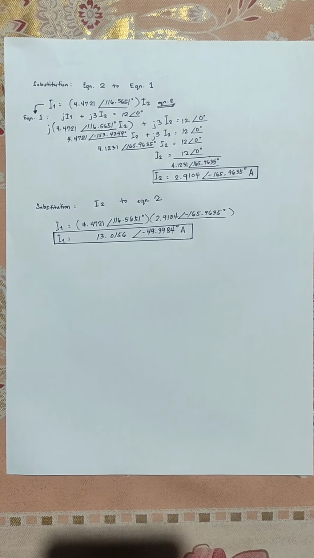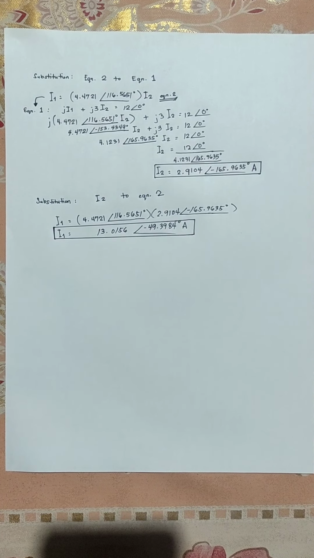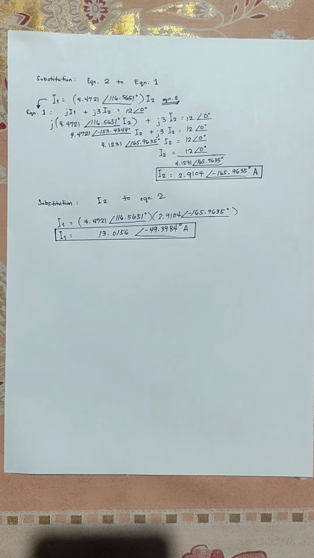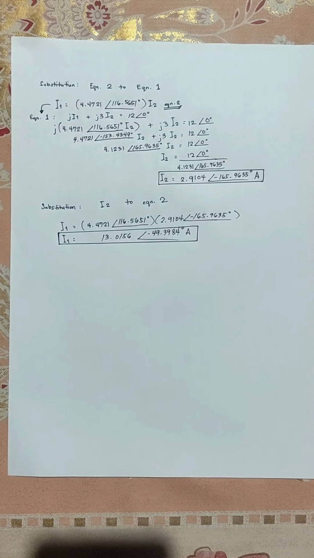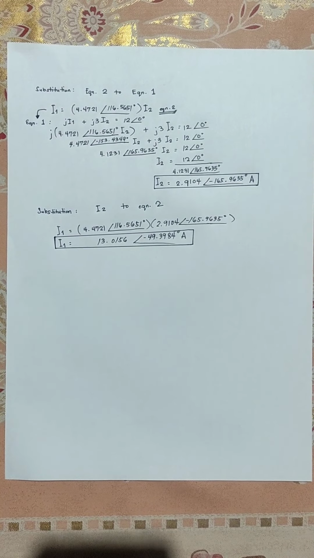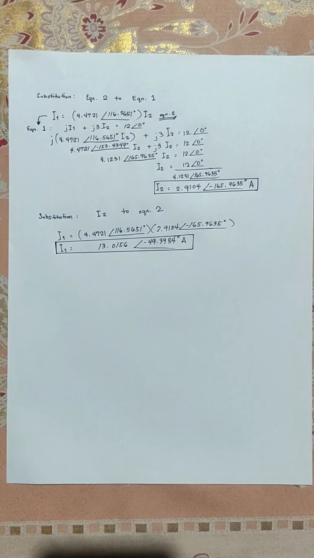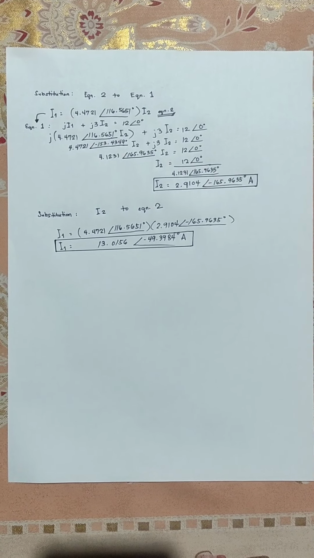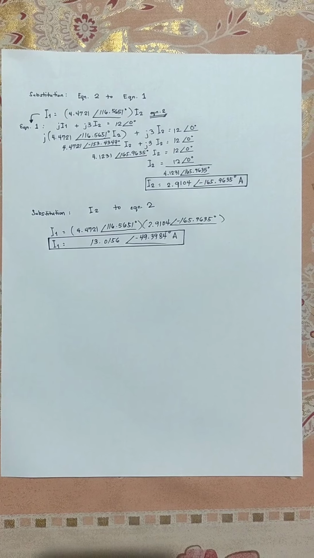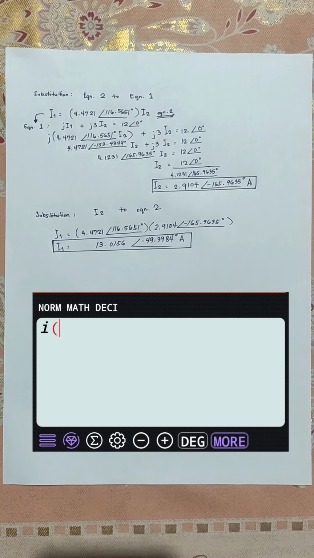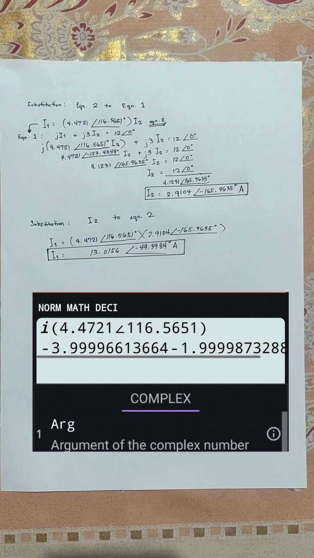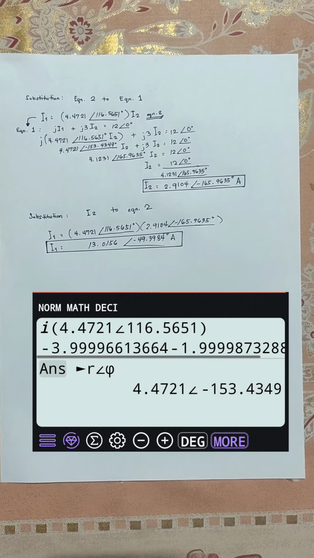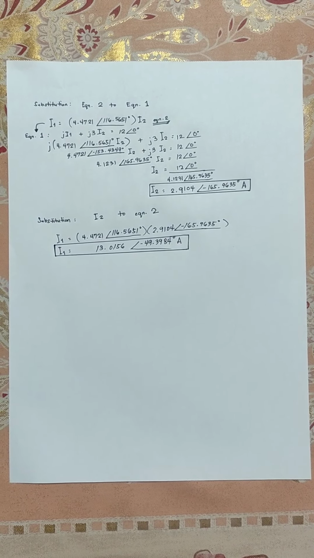Now we will substitute equation 2 into equation 1. We have equation 2: I1 equals quantity 4.4721∠116.5651° I2, and equation 1: j I1 plus j3 I2 equals 12∠0°. The equation will become j times quantity 4.4721∠116.5651° I2 plus j3 I2 equals 12∠0°. Multiplying j to the value of I1, we arrive at 4.4721∠-153.4349° I2 plus j3 I2 equals 12∠0°.